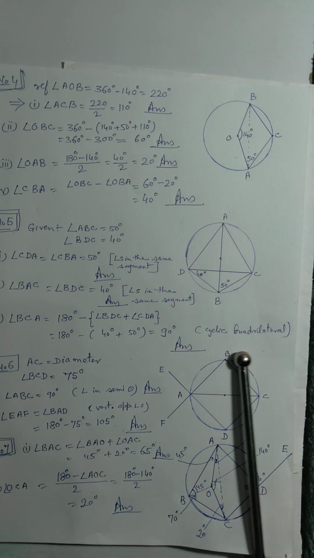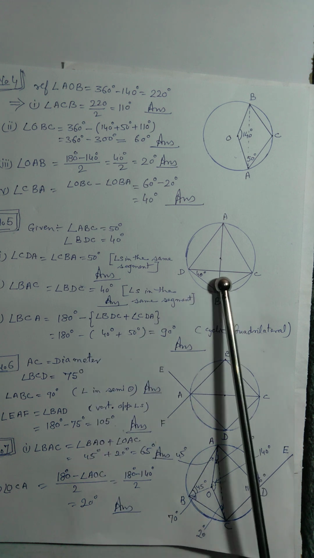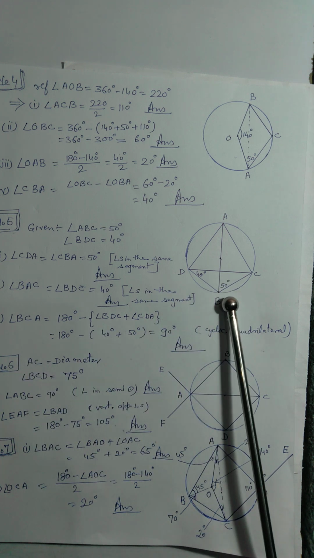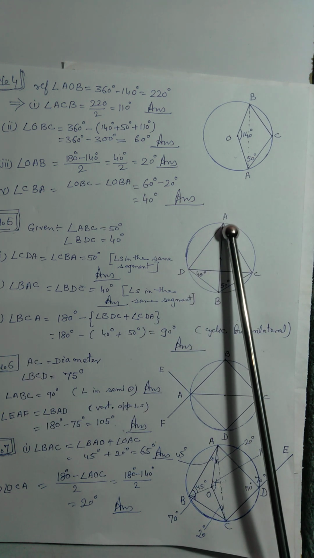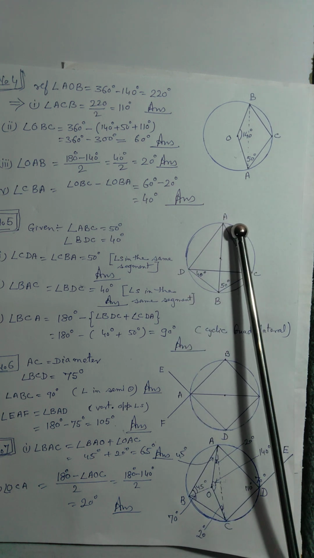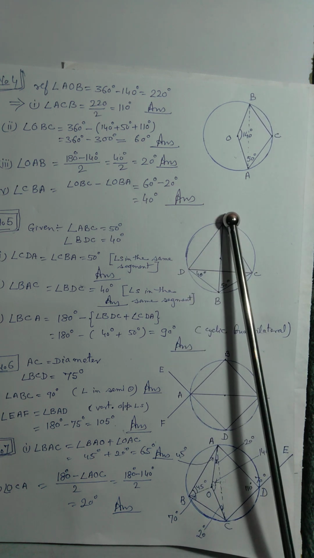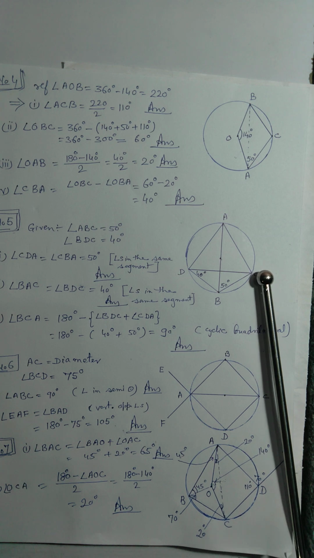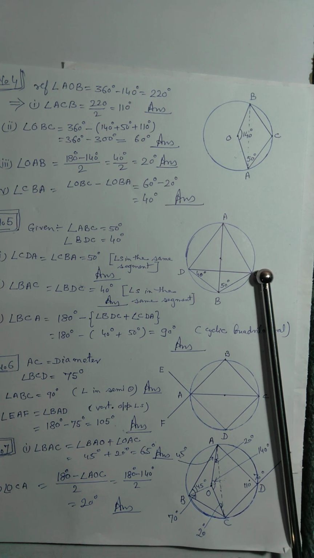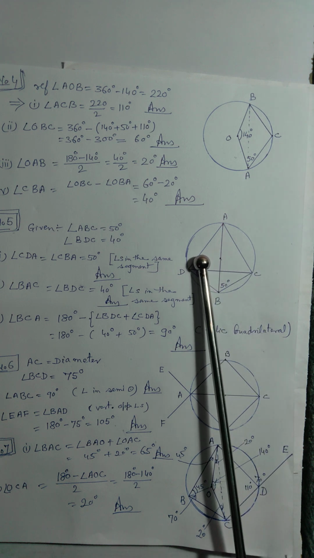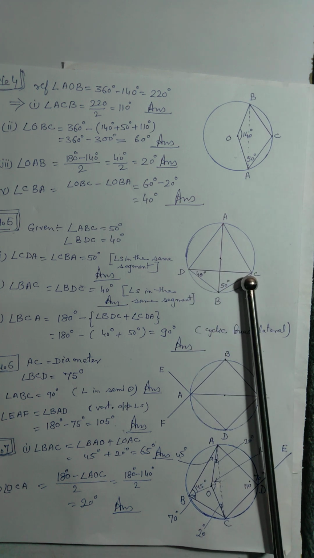Cyclic quadrilateral, that is why I have subtracted it in order to find out BCA, because all these vertices are on the circle. Therefore this ADBC is a cyclic quadrilateral. Therefore the sum of the opposite angles in a cyclic quadrilateral should be equal to 180 degrees, or you can say they are supplementary.